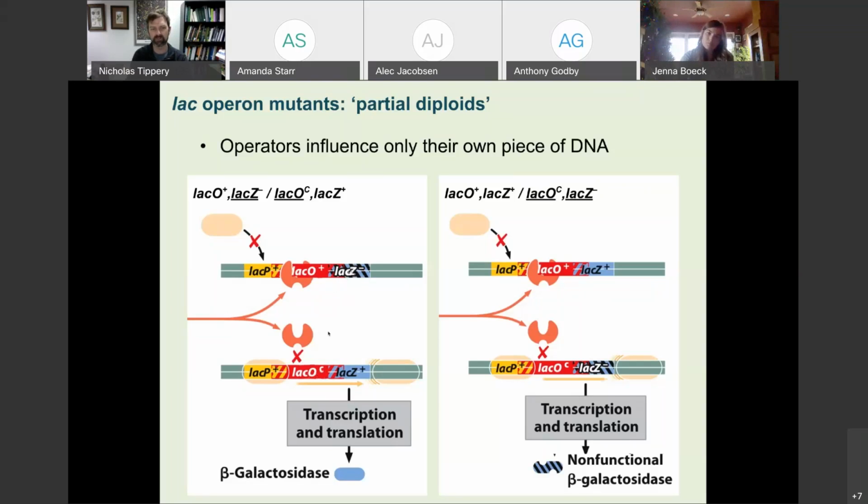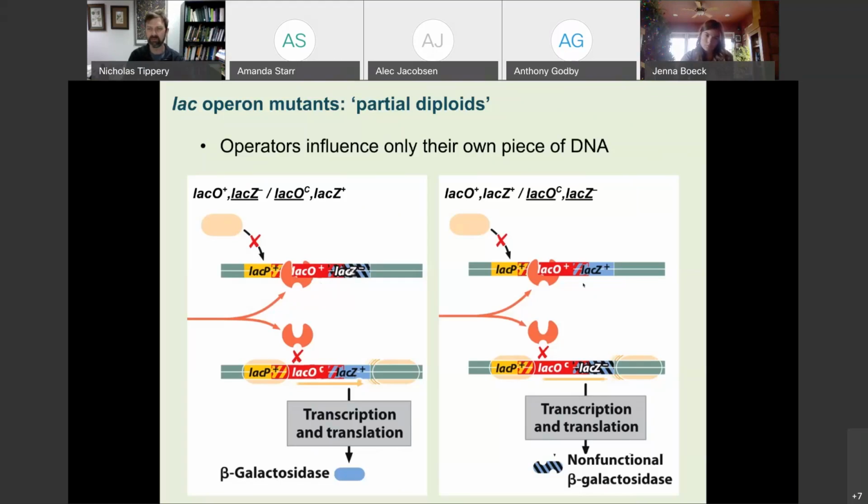And what this shows is that only one of these would be allowed to transcribe. That's the one with the mutated operator. And if it transcribes, then it transcribes only this wild type LAC-Z, functional, and makes the functional enzyme. So this mutated code for LAC-Z is not the one that gets expressed.